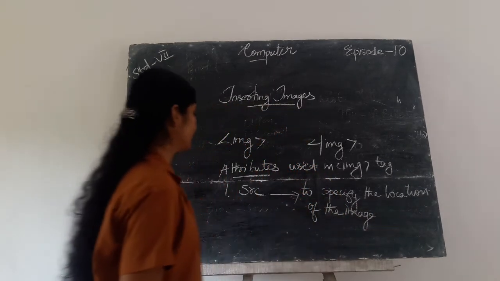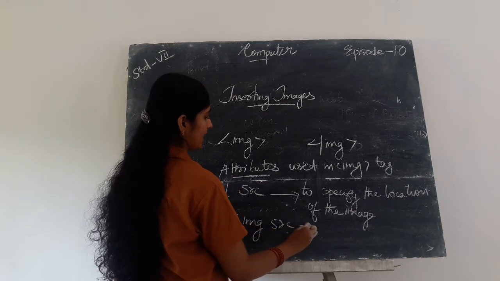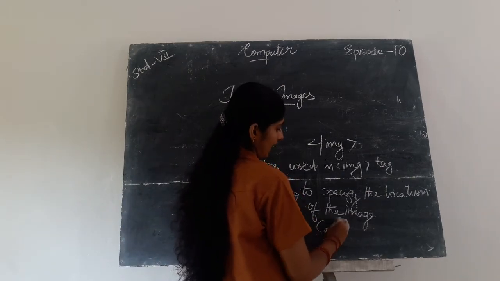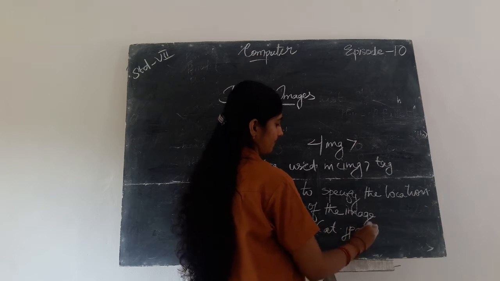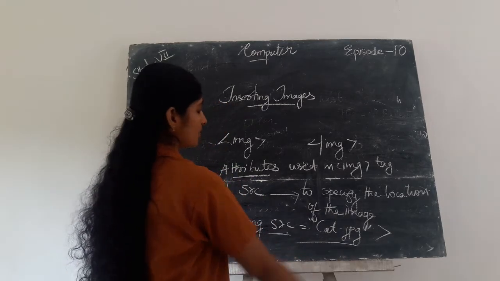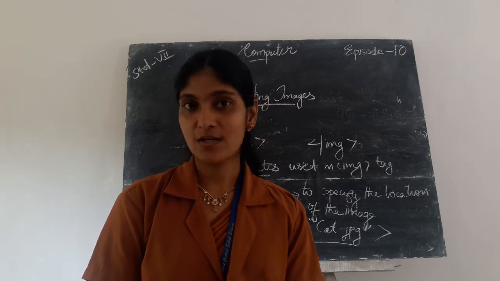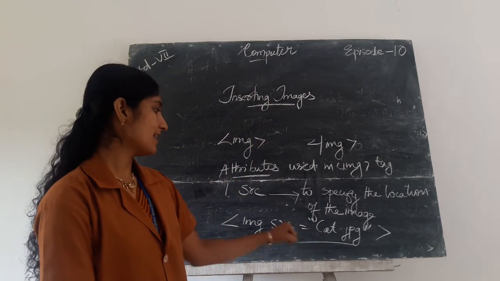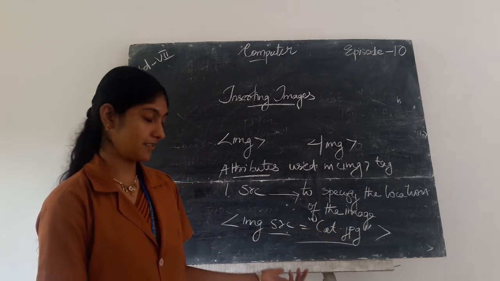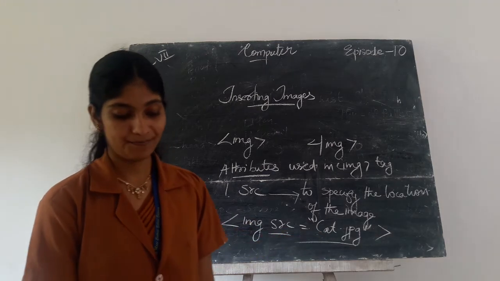For example, img src equal to, for example, the image name is cat.jpg. So this is the first attribute, source or src, to specify the location of the image file. Img src equal to picture name. So just suppose the picture name is cat.jpg. So we can write img src is equal to cat.jpg.